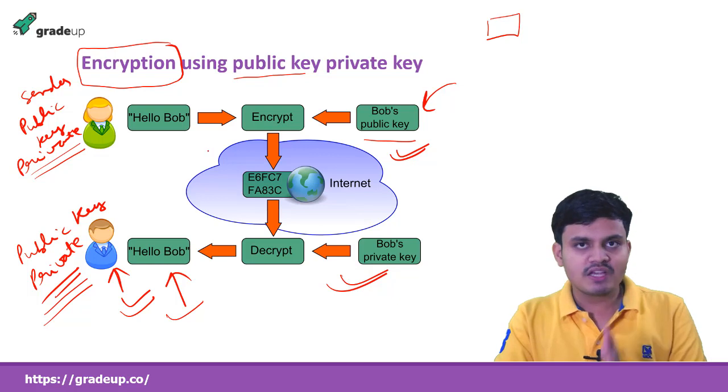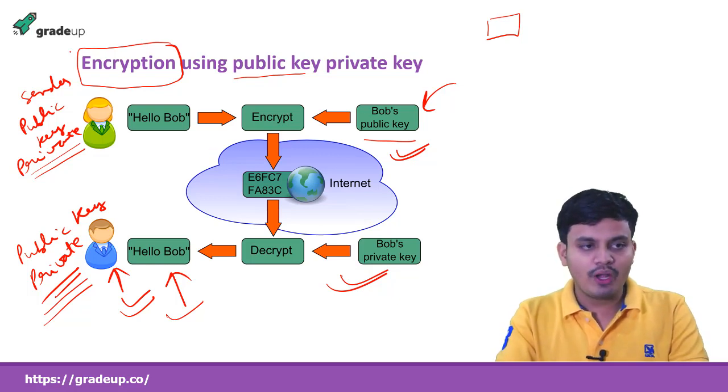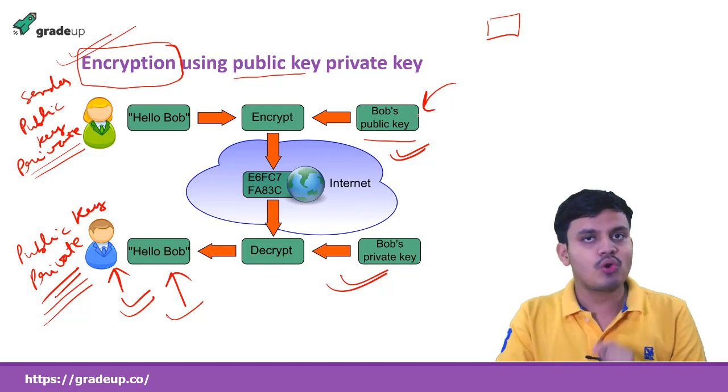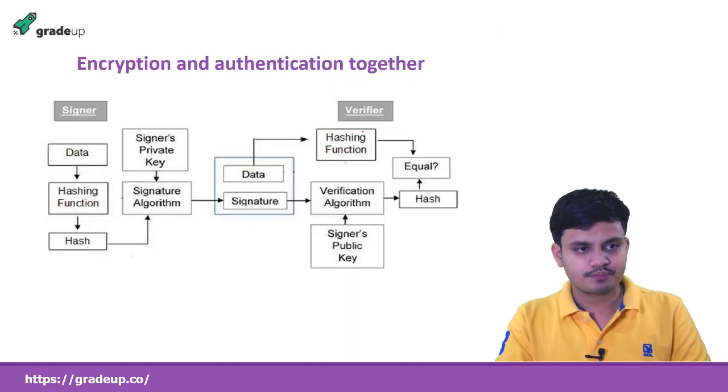So you must understand how we are going to do the encryption. We are going to use Bob's public key. Okay, and why? When I am using Bob's public key, it means that it is going to be opened by only Bob's private key. No one else can open it. That is why we are going to use Bob's public key.